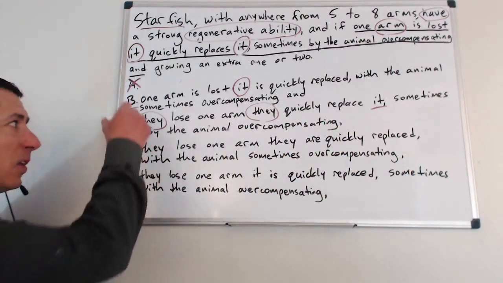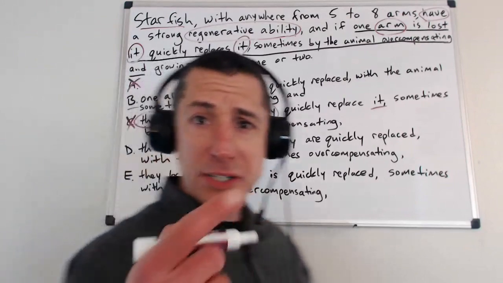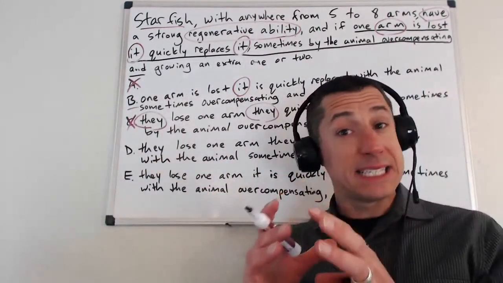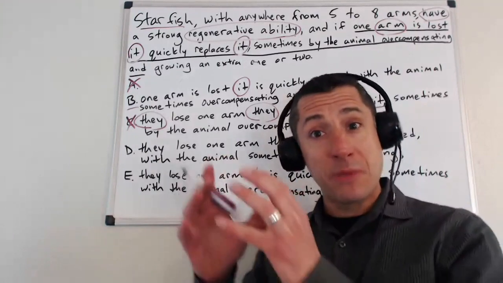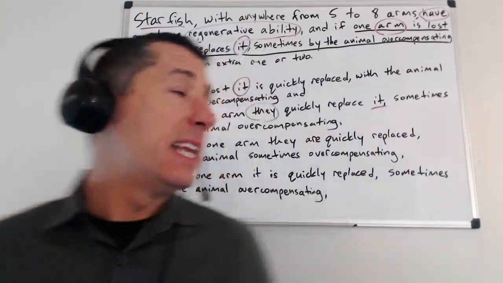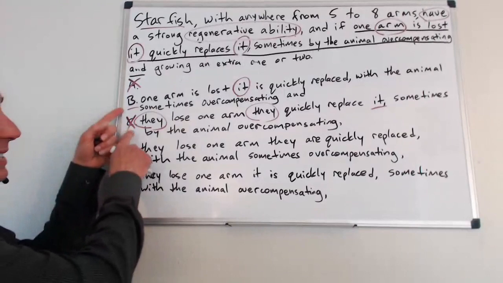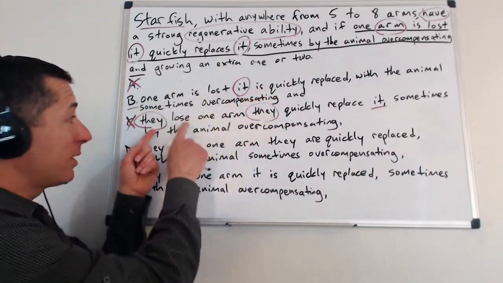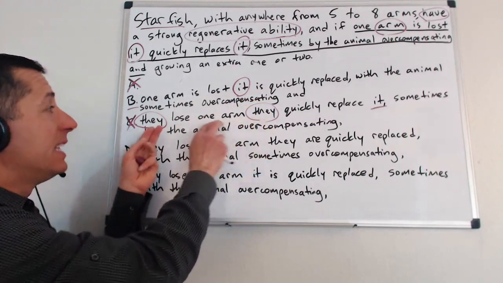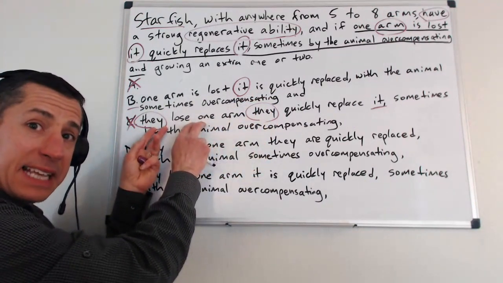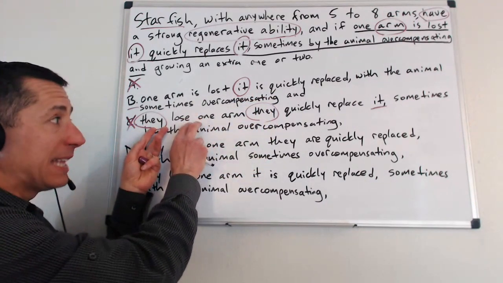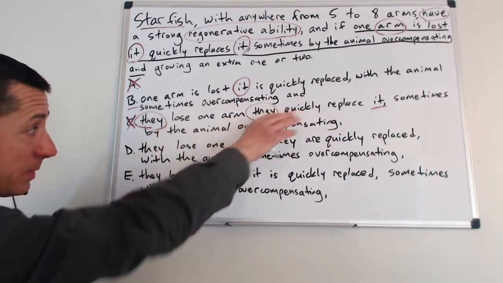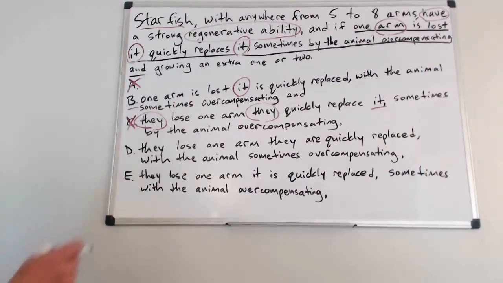Really, really subtle. But as you get into the tougher questions on the GMAT, these tougher pronoun questions, it becomes less about the mechanics itself, and it becomes more about that intersection of mechanics and meaning. And in this case, given that choice between B and C, one arm is lost, the arm is quickly replaced. We don't even have to worry about all that business with the they. C doesn't quite make sense because we're suggesting that the starfish collectively lose a single arm and then replace that single arm collectively.